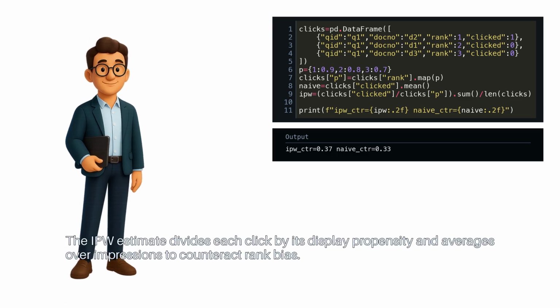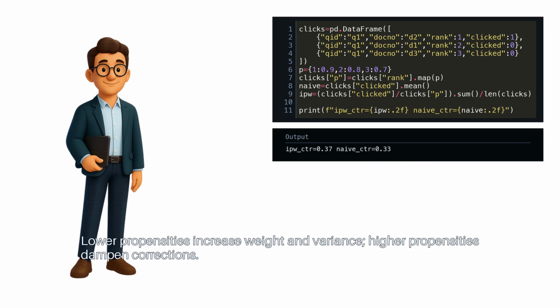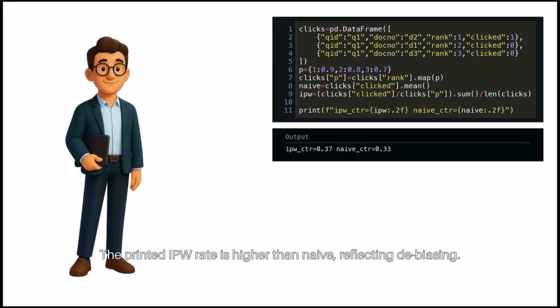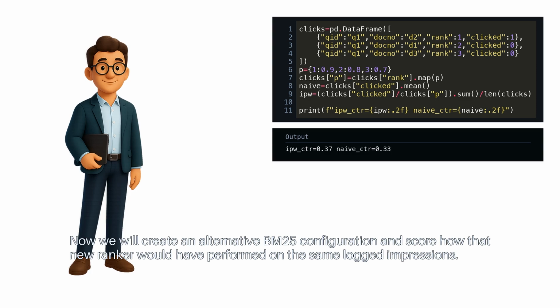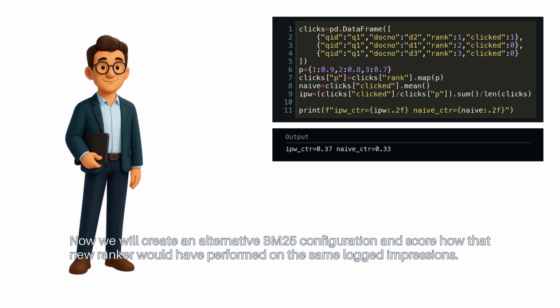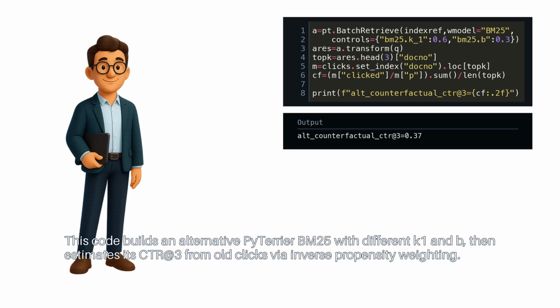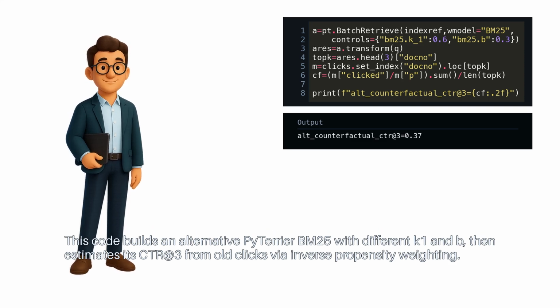The IPW estimate divides each click by its display propensity and averages over impressions to counteract rank bias. Lower propensities increase weight and variance. Higher propensities dampen corrections. The printed IPW rate is higher than naive, reflecting debiasing. Now we will create an alternative BM25 configuration and score how that new ranker would have performed on the same logged impressions. This code builds an alternative PyTerrier BM25 with different K1 and B, then estimates its CTR at 3 from old clicks via inverse propensity weighting.